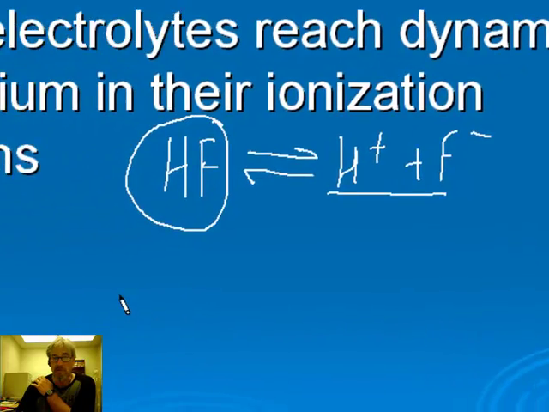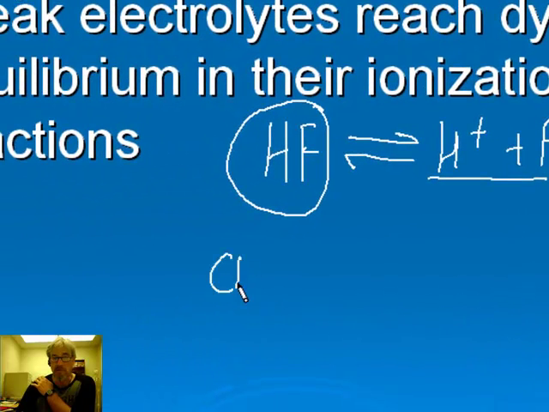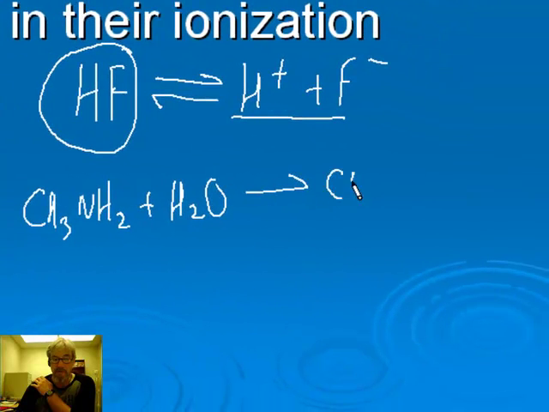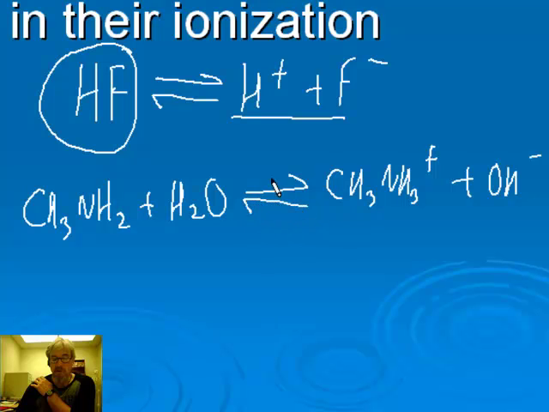And then there are molecular bases that are all weak. So here's an example of that. CH3NH2 is an example of a molecular base. Like all molecular bases, it reacts with water, and it produces some CH3NH3 plus and hydroxide ions, which is what makes it a base. But it doesn't do it completely. You get that reversible thing. It reaches dynamic equilibrium before they all can ionize. So that makes it a weak electrolyte.